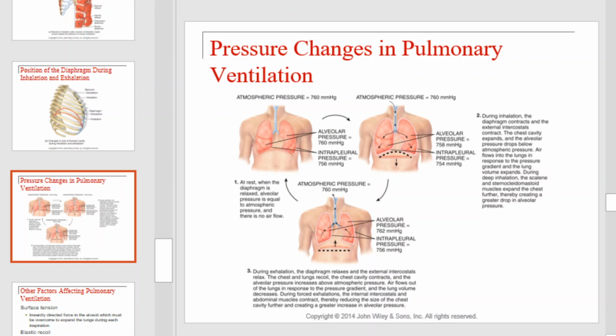Pressure changes in pulmonary ventilation are illustrated in this graphic. Note the pressure change as we inhale and as we exhale.